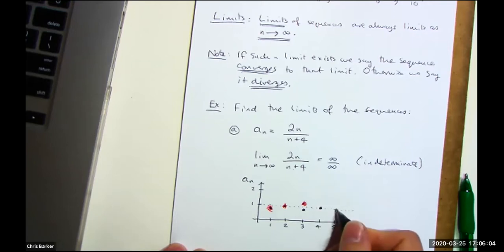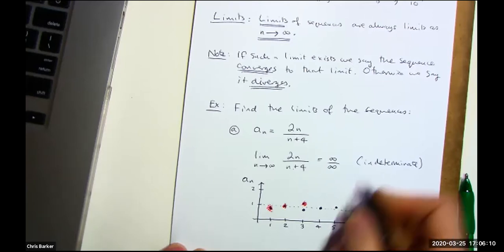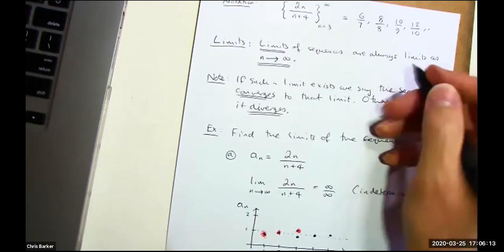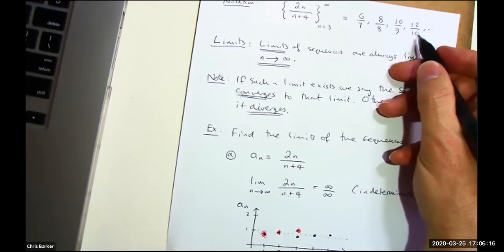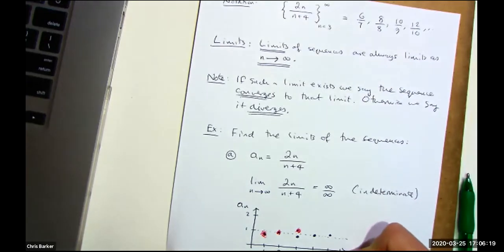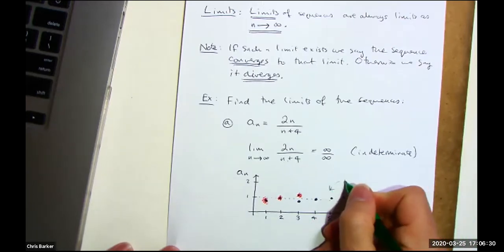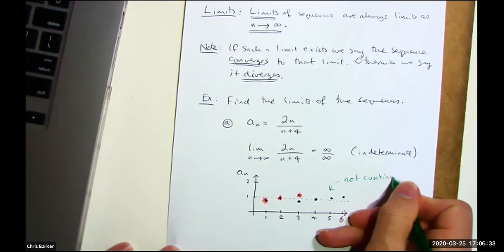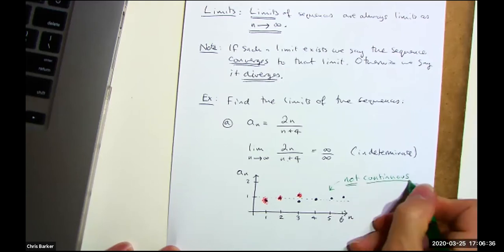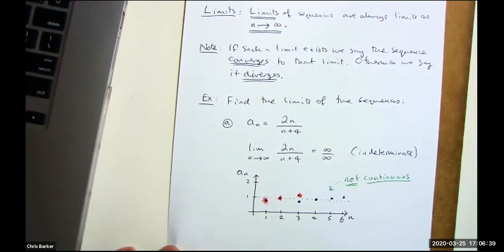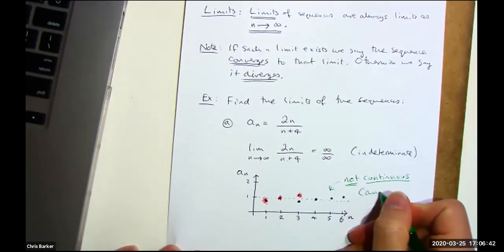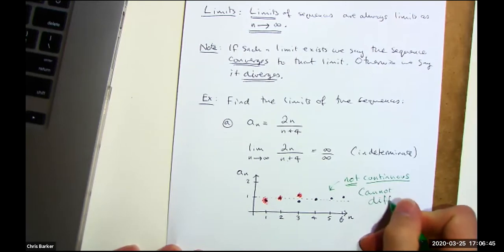Then when I plugged in 5, I got 10/9, which is just a tiny bit bigger than 1. And then I got 12/10. I guess that's off the screen now. 12/10 is 6/5. So when I plug in 6, I get 6/5, which is a little bit bigger than 10/9, but not much. But anyway, the main point here is this is not continuous, is it? No. And what do you know about functions that aren't continuous when you try to take their derivatives? You cannot differentiate. Exactly.